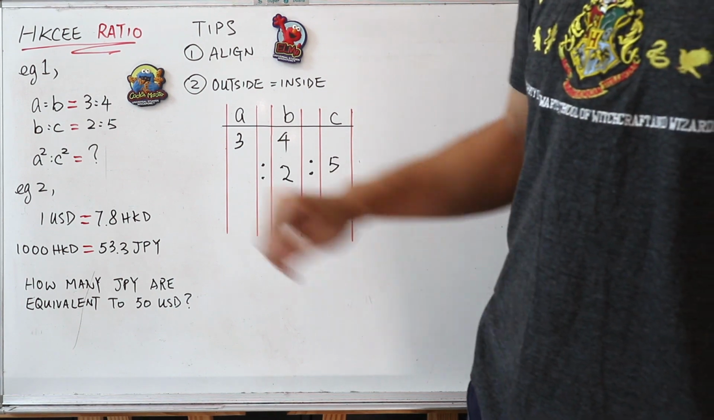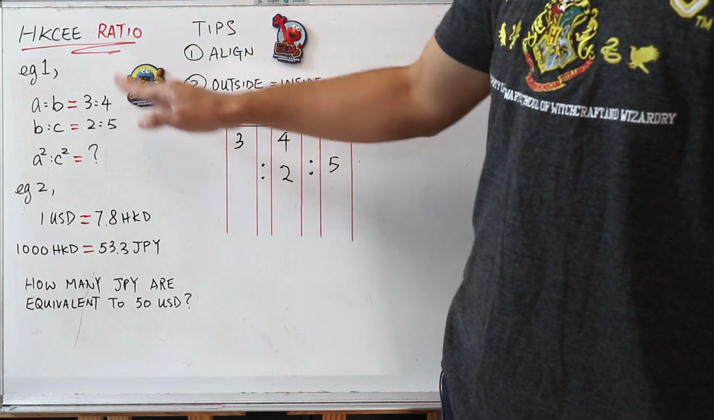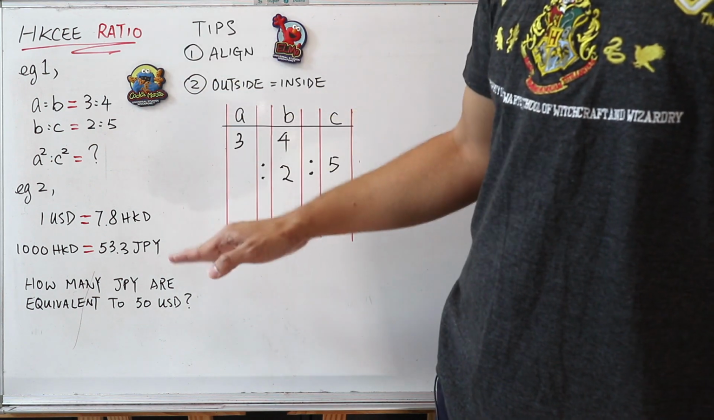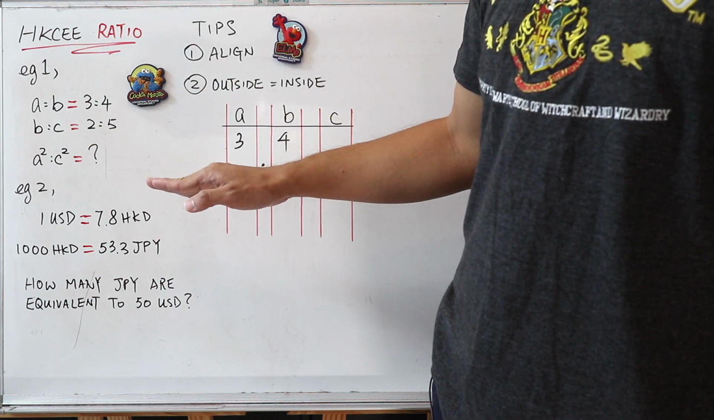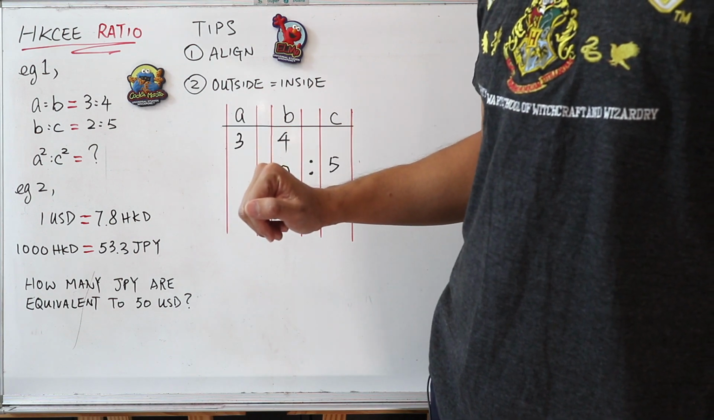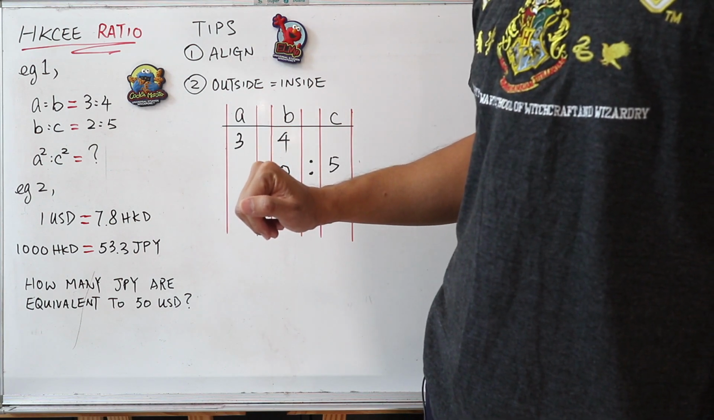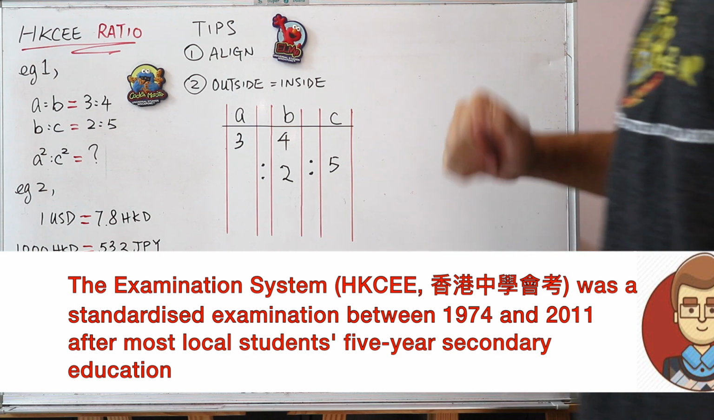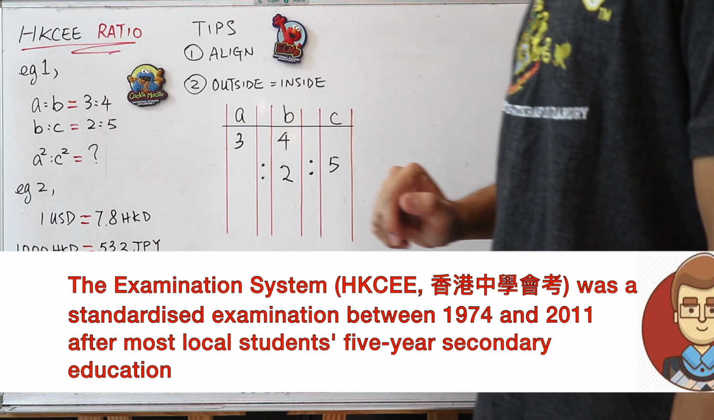In this video, I'll be doing two examples, and both examples are related to a topic called ratio. These two questions were asked in the Hong Kong Open Examination, which all Hong Kong high school students had to take a few years ago. So without further ado, let's start working on example number one.